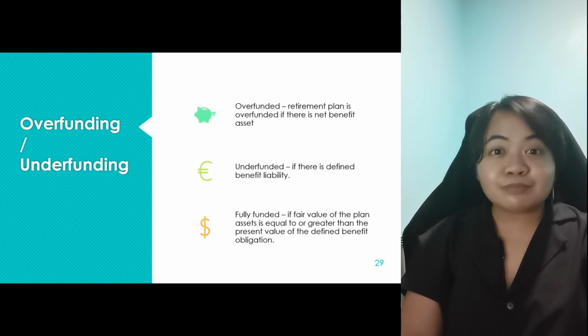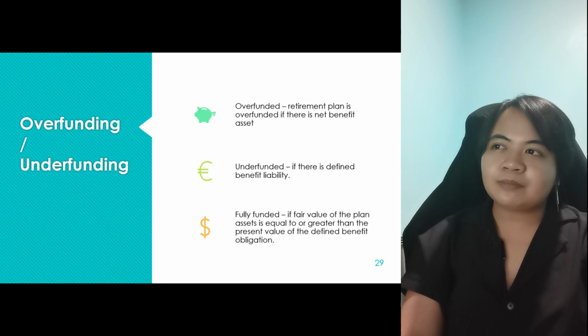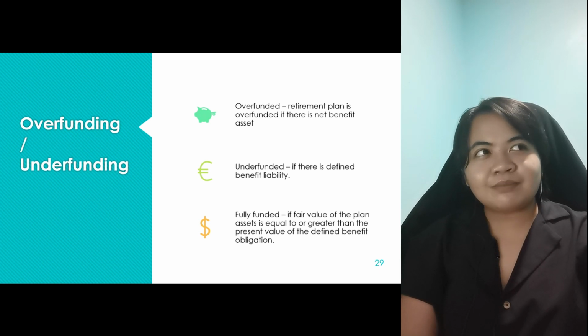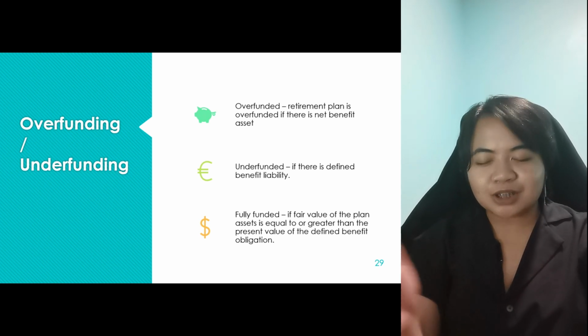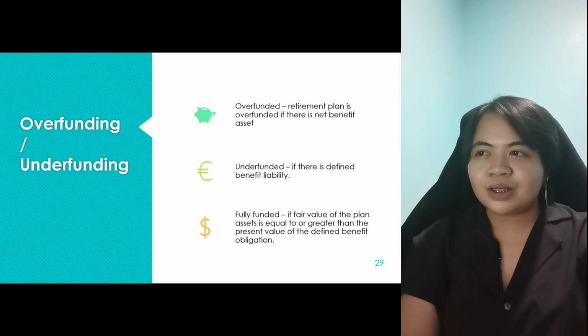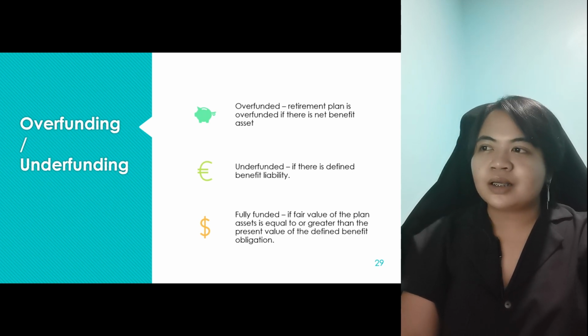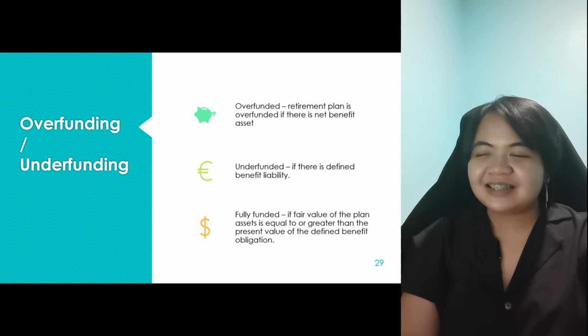Overfunding and underfunding. When is it overfunded? A retirement plan is overfunded when there is a net benefit asset, meaning the employer is very good at contributing. There is underfunding when there is a defined benefit liability, meaning the employer is not diligent in contributing or the contribution is insufficient. Okay? It is fully funded if the FVPA equals the PVDBO. Okay? So, that's it.